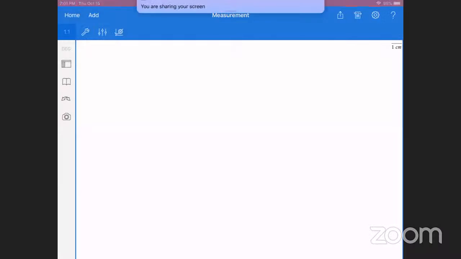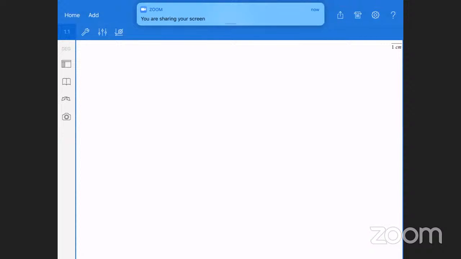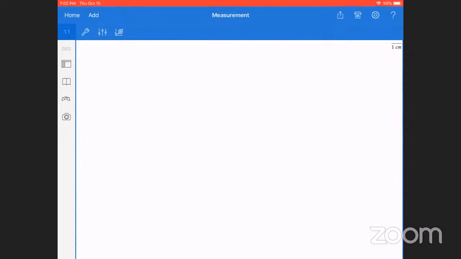So we're going to start by sharing my screen here. So I will do that real quick. And hopefully then you are seeing a blank geometry page. This is a geometry page.